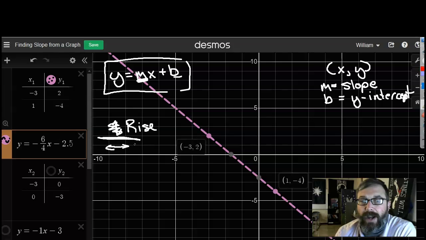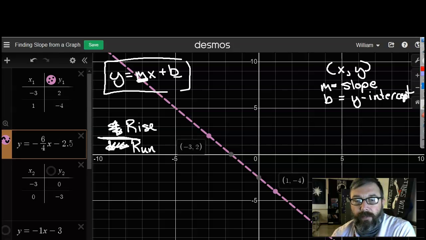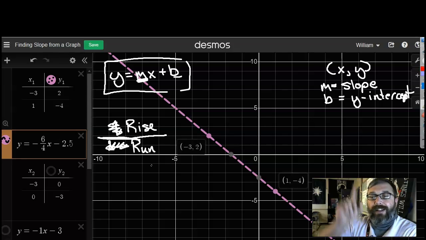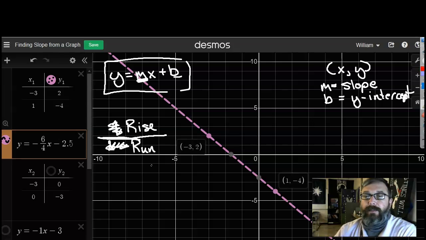And then for left and right, I want to use alliteration. Alliteration is the repetition of certain letters. Run. I'm going to say rise over run. I want to know how far the line goes up or down versus how far it goes left or right.